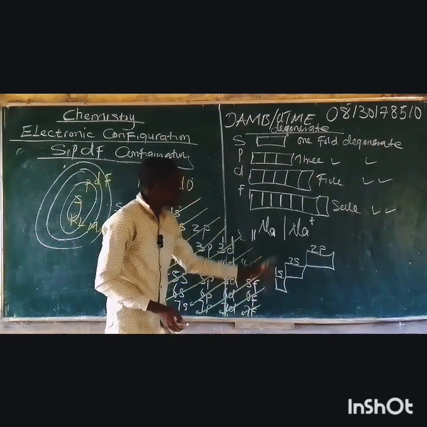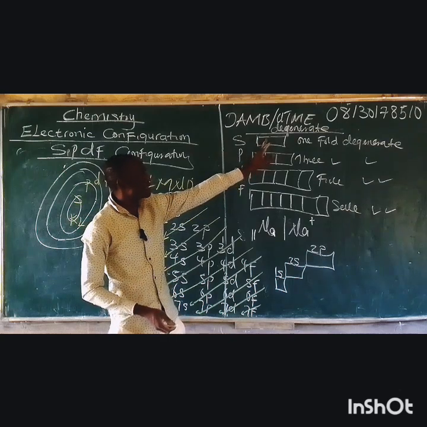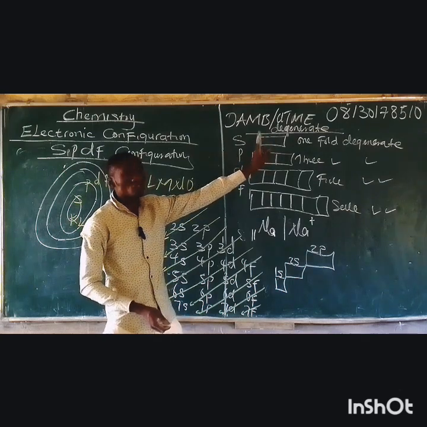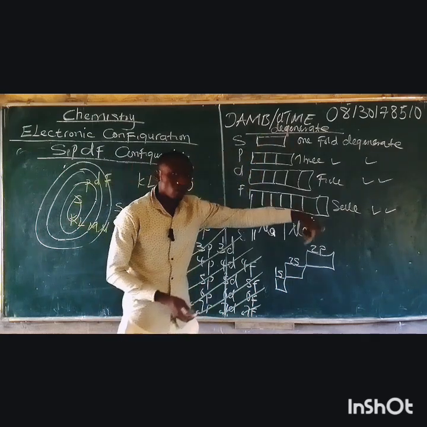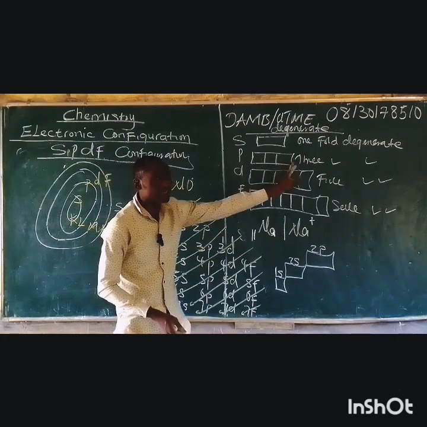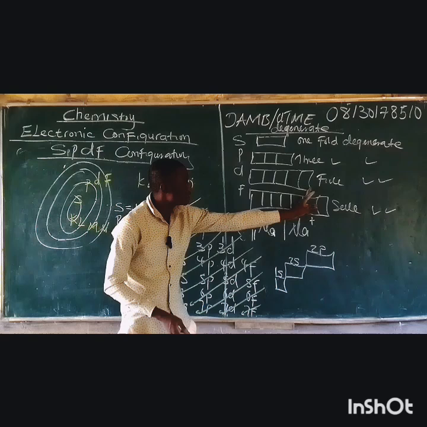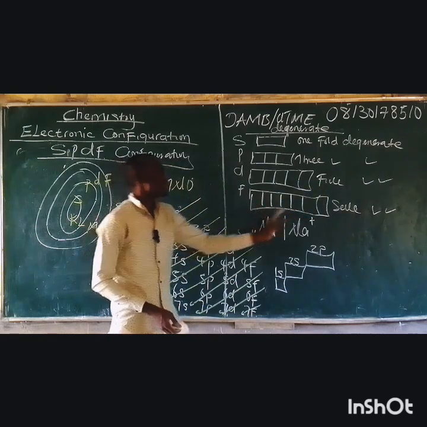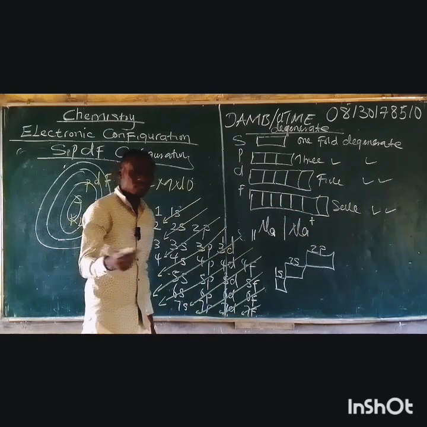Now, it is 11. The number of electrons that can enter the s is just 2. Electrons fill singly before pairing. The number that can enter the p is 6. The number that can enter the d is 10, because 5 times 2 is 10. For the f, 7 times 2 is 14.